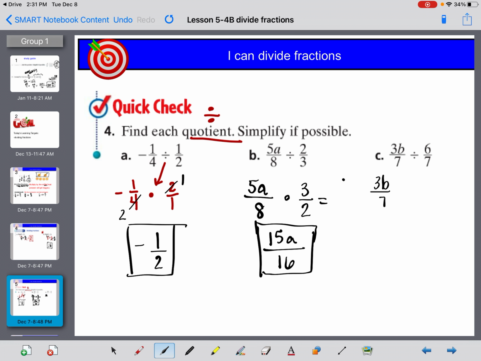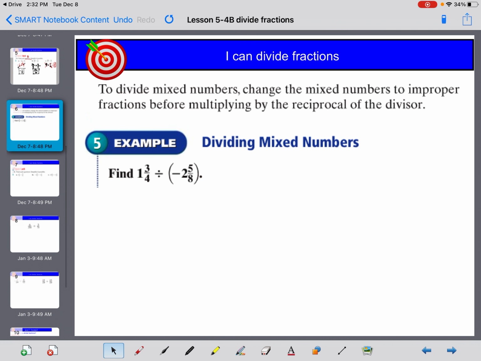The last one, 3b over 7 times 7/6. Now I have some simplifying, don't I? 7 and 7 are both divisible by 7, and I'm left with 1. 3 and 6 are both divisible by 3. I have 1b in the numerator times 1. 1b times 1 is really just 1b, or b, and 1 times 2 is 2. b over 2, and leave it like that.